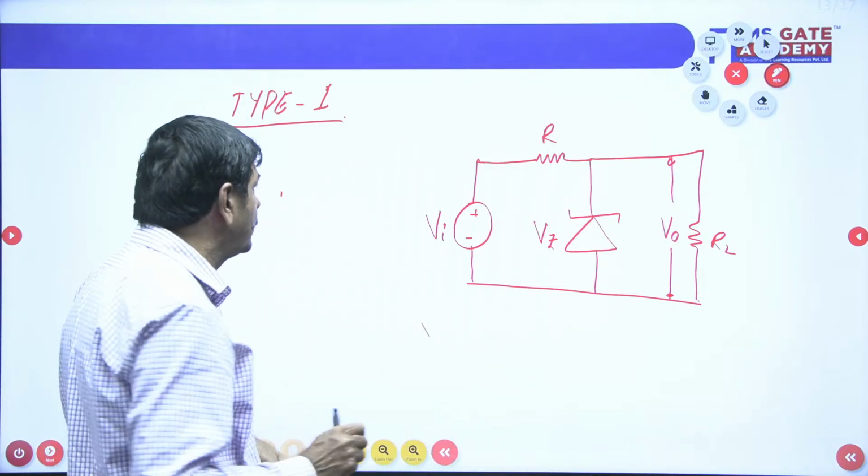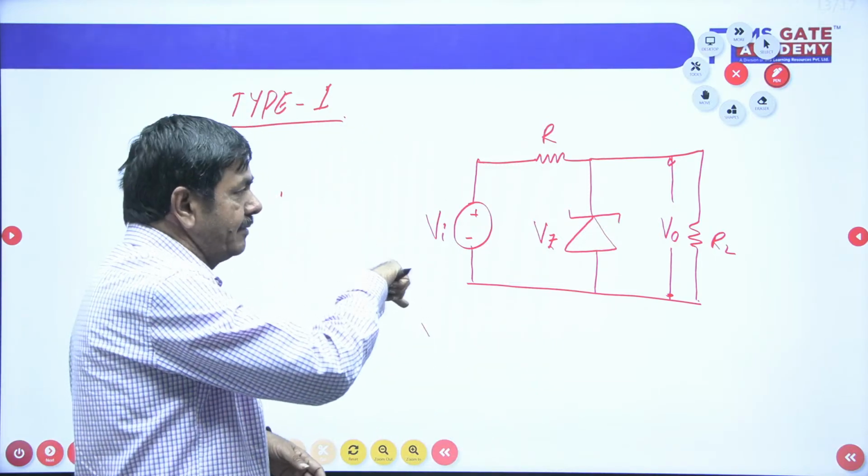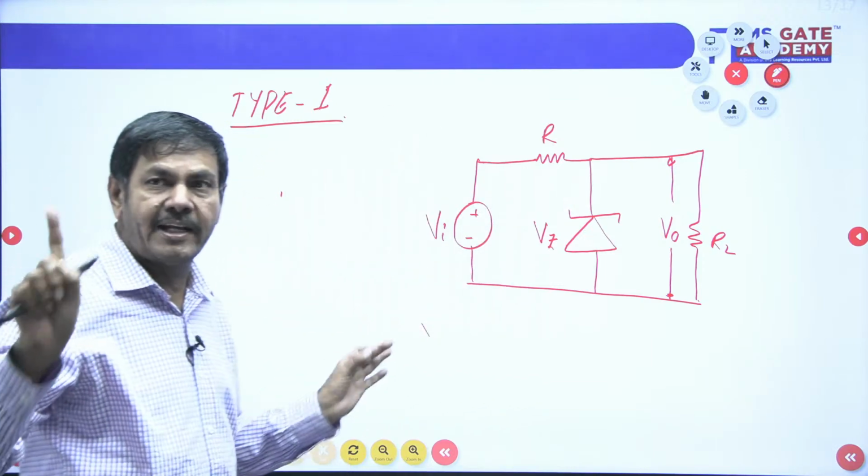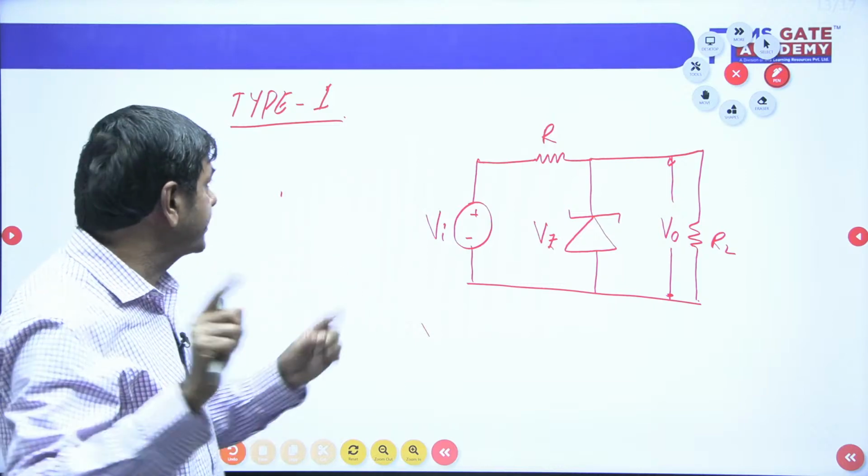At that time, what you have to do is initially make an assumption: the Zener diode is in the off state. That is very important. There is no breakdown across the Zener diode. That is the first assumption you must make initially.